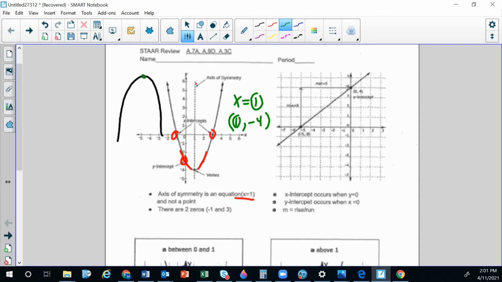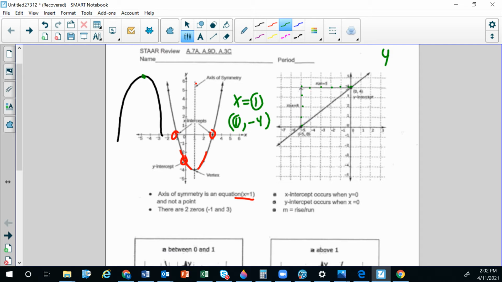Same thing: the y-intercept is where the line crosses the y-axis, and the x-intercept is where the line crosses the x-axis. Did I say that correctly? The y-intercept is where the line crosses the y-axis, and the x-intercept is where the line crosses the x-axis. Okay. And then the slope in this case is rise over run. And so to find the slope, I would go up 1, 2, 3, 4. So that would be my rise, 4, and my run is 1, 2, 3, 4, 5.